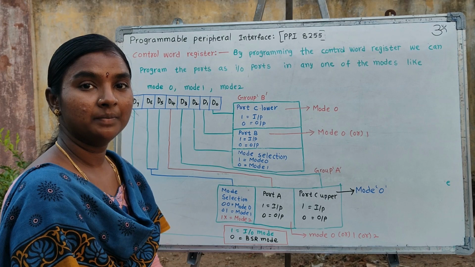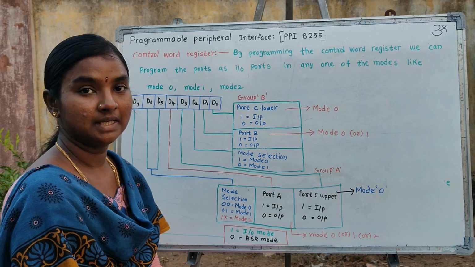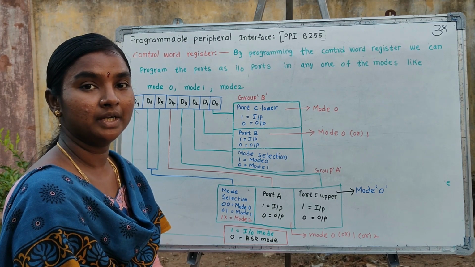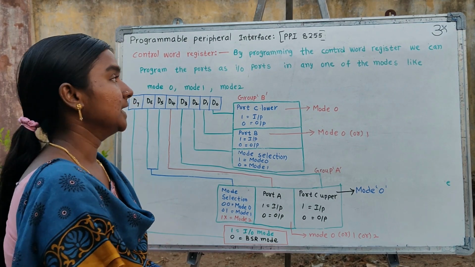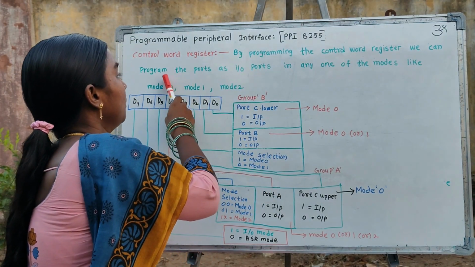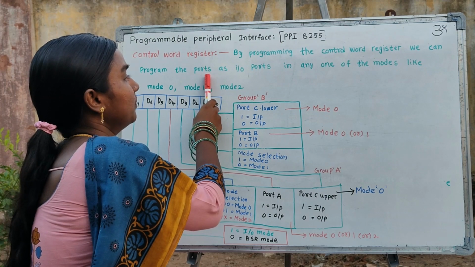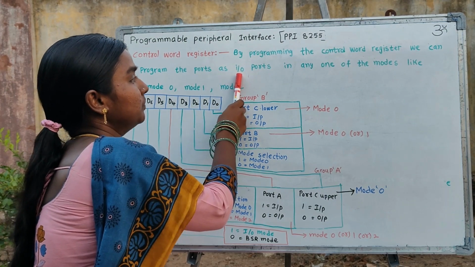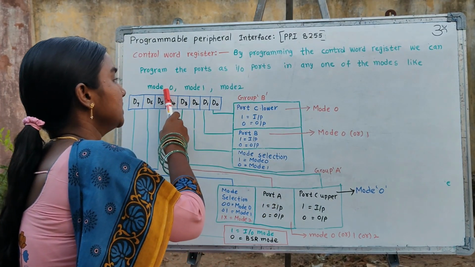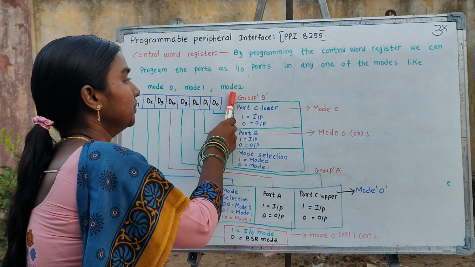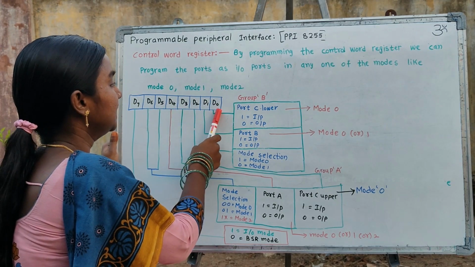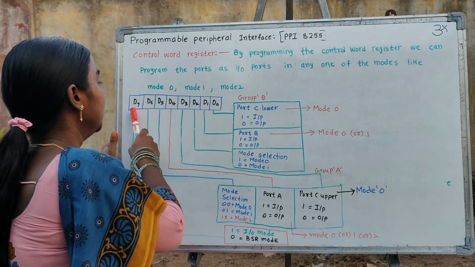The 8255 programmable peripheral interface consists of a control word register, which in short we may denote as CWR. By considering the control word register, we can program the ports like port A, port B, port C as input ports or output ports in any one of the modes like mode 0, mode 1, mode 2. Here the control word register consists of the bits from D0 to D7.